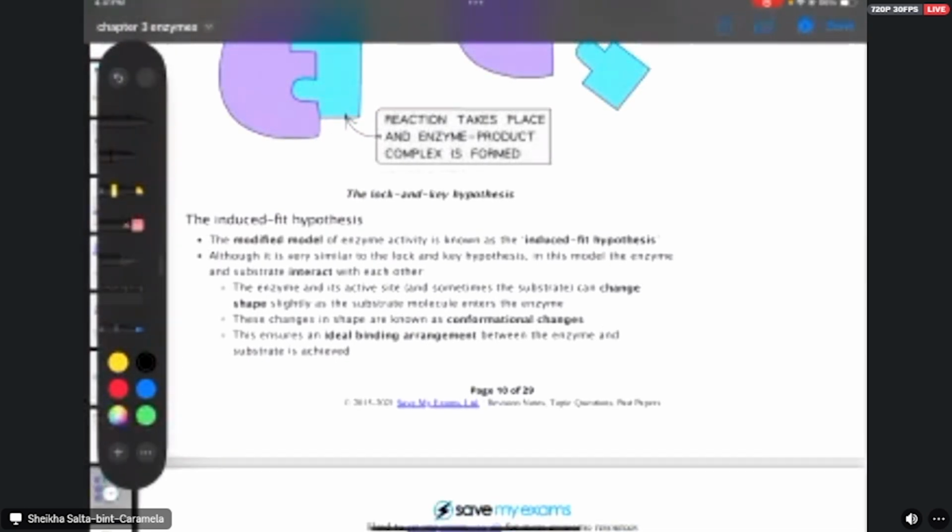This is the more modern method and the one which we use these days to describe the action of enzymes. In this, it is said that the substrate binds to the active site of the enzyme, but the active site changes its shape slightly when the substrate molecule enters the enzyme. The changes that happen in the active site of the enzyme are called conformational changes. This is the term which you need to learn as well when answering your questions.